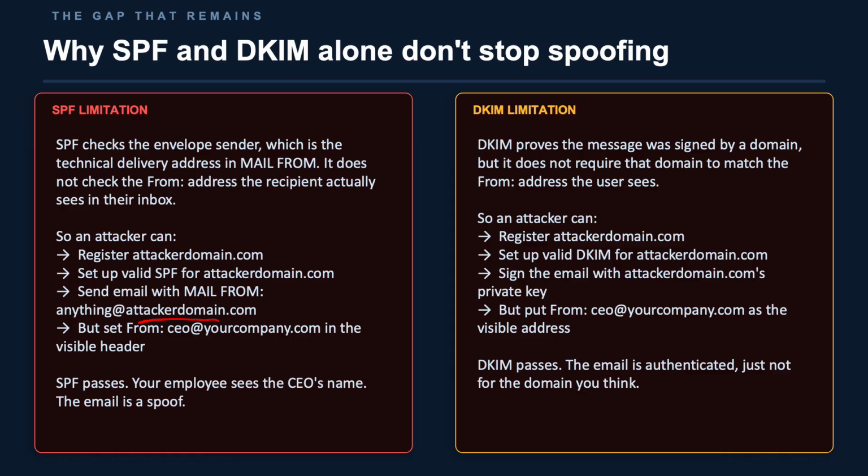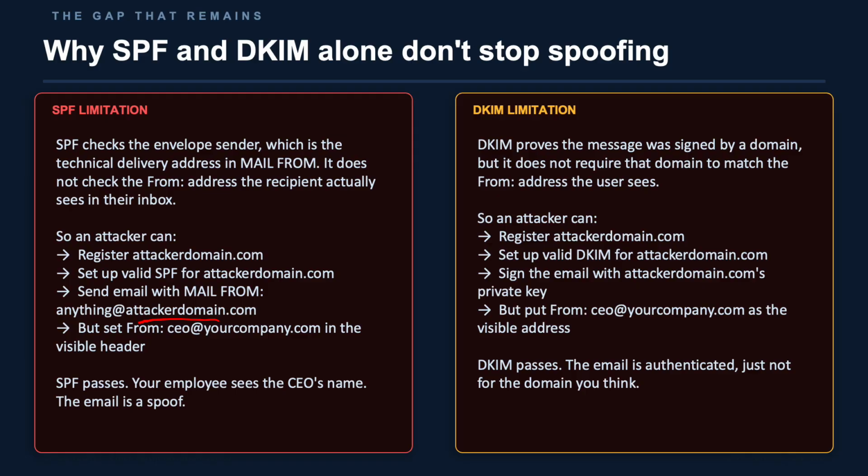They send their email with the envelope mail from on attackerdomain.com, which passes SPF cleanly. But in the visible from header, the part the user actually reads, they write your CEO's address. SPF passed because SPF only ever looked at the envelope. The user sees a spoofed from line, so SPF never checked it, right?